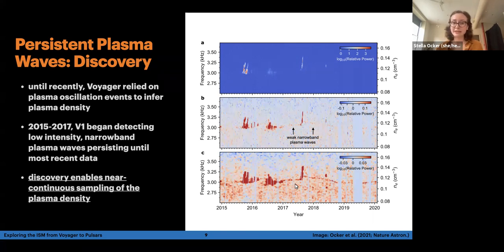Now, I said nearly continuously because you'll notice that there are these very big vertical stripes in the spectrum, particularly in 2019. And these are periods where the spacecraft telemetry was severely degraded, in part due to not having enough DSN antennas available. And so during these periods of degraded telemetry, we are unfortunately unable to resolve this very faint, persistent plasma wave signal. But regardless, this detection was very, very exciting.